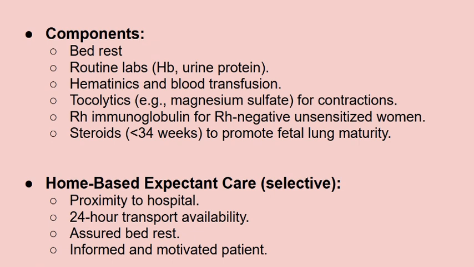Then if the mother is RH negative, you give RH immunoglobulin, because in these cases mixing of the maternal and fetal blood has already occurred. Then if the patient is less than 34 weeks, you give steroids to promote lung maturity. That's usually common for most expectant management in obstetrics.